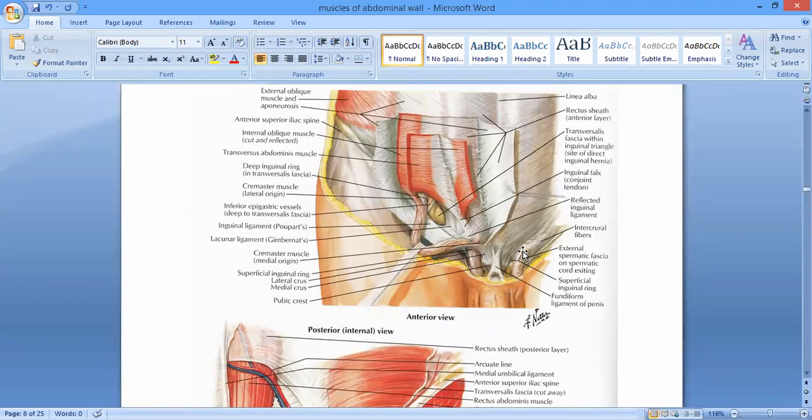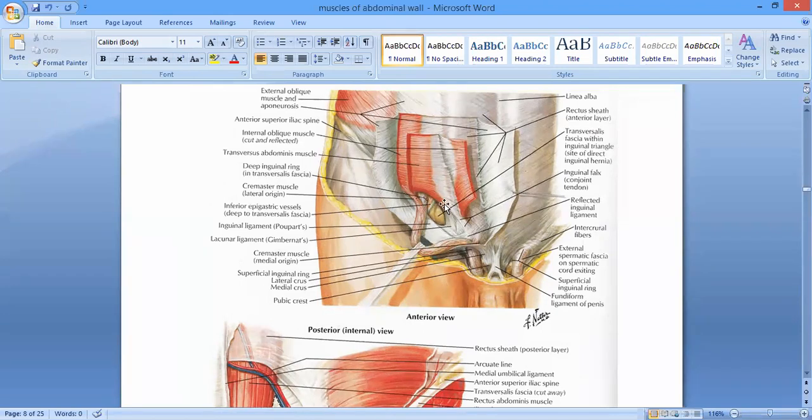So from this lateral crus, the fibers will be going upwards and medially. Here, after removing the sheath, I am just showing you that this is the lateral crus. Lateral crus fibers are running upwards and medially, right? These fibers form what is called the reflected part of the inguinal ligament, and they are just passing in front of the conjoint tendon.